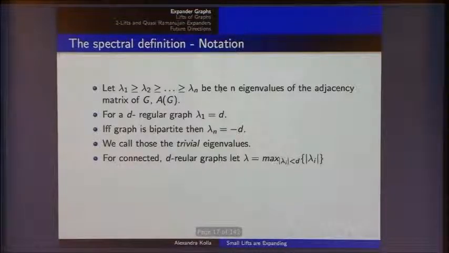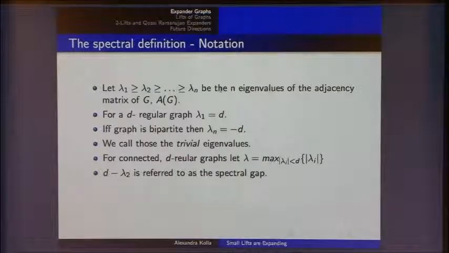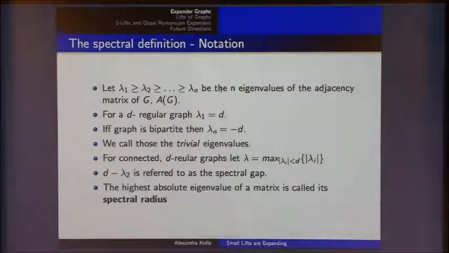We call those two the trivial eigenvalues, so those are always going to be standard and known. And what parameter we really care about is what we call lambda. So this lambda is defined to be the maximum absolute value of all the other eigenvalues, none of the trivial ones. If the graph is non-bipartite, then lambda n is also included there. So lambda is just how big any eigenvalue other than the trivial one can be in magnitude. And spectral gap, we refer just to the gap between the first and the second eigenvalue, in this case, d minus lambda 2. And something we're going to use a bit later, if we want to define spectral radius, this is just the highest absolute eigenvalue of a matrix. So in this particular case, it would be d.